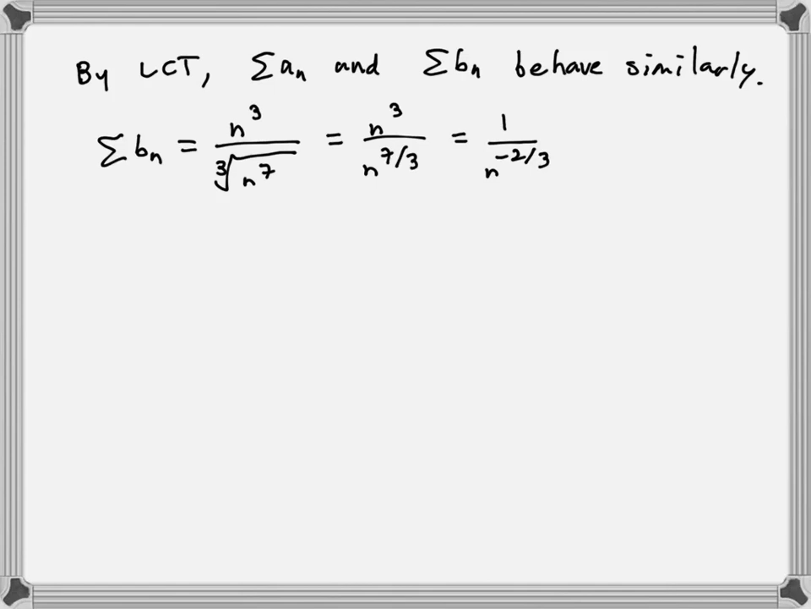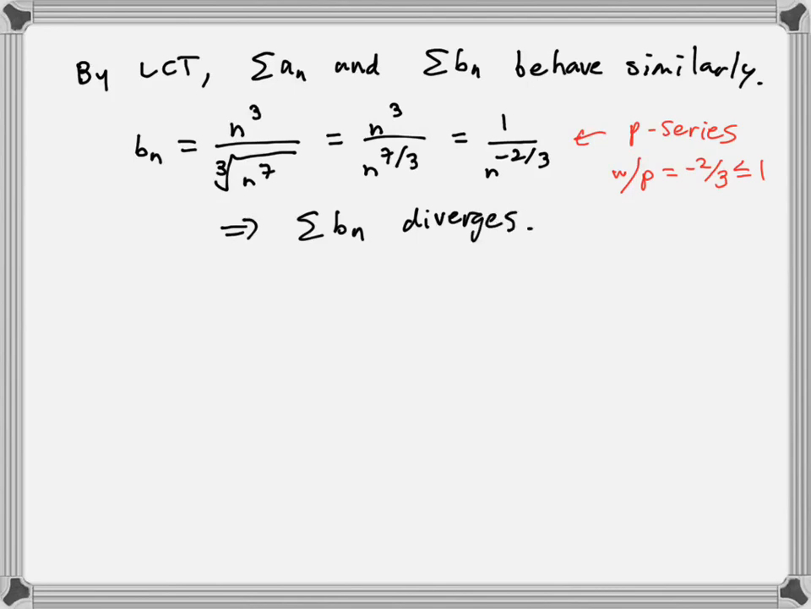Sorry, let me erase this here because I'm looking at just Bn, right? So what can we say about this? This guy is a p-series with p equals negative 2/3, which is certainly less than or equal to 1. So what does this mean? This means that Bn diverges. So this implies that An also diverges. And we're done.